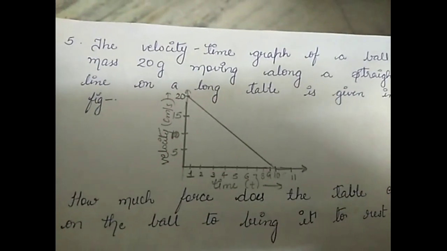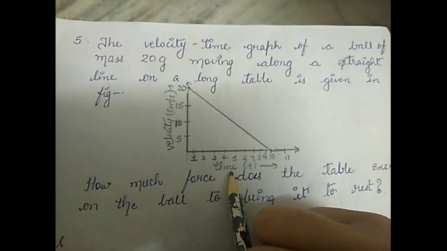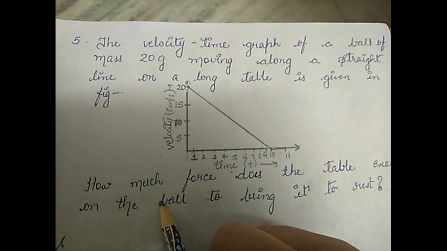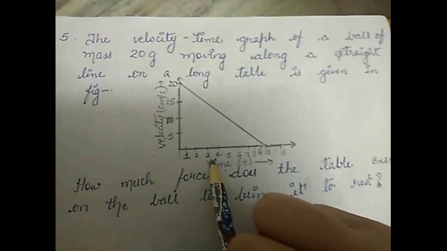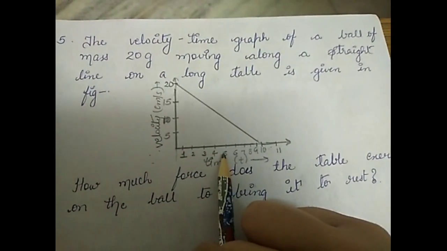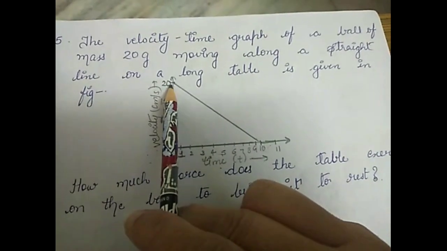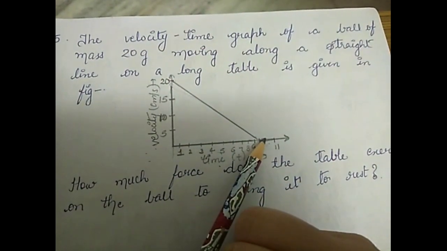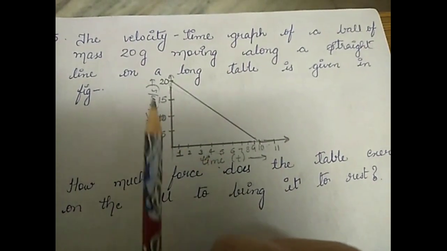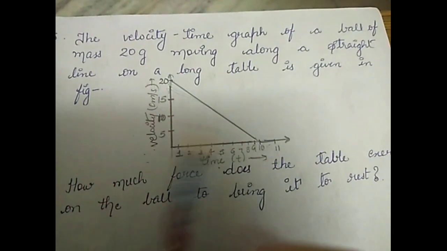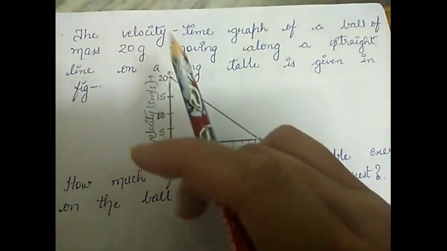This is your question number 5. Here is the velocity time graph which we have discussed in the previous chapter. Okay, so here you can see in the graph that an object is moving with a decreasing path. That means velocity time graph gives us acceleration. And if the graph is in opposite direction, that means it is deceleration. Okay. Now what is given here?